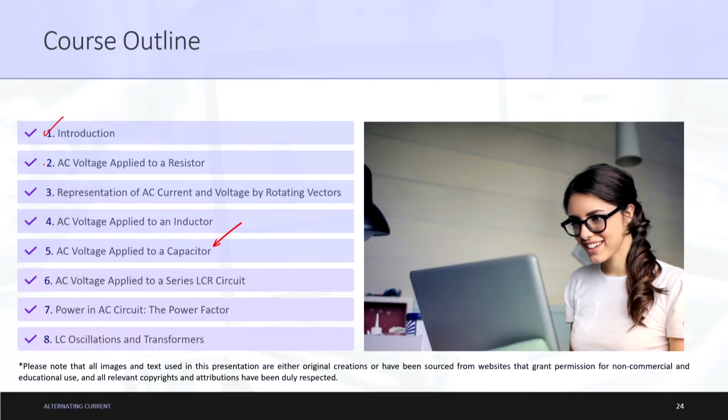Then in the next topic, AC voltage applied to a resistor, we understood what the value of the current is if an AC source is applied. Let us say V is equal to Vm sin omega t, then we got I is equal to Im sin omega t. All of this was explained in the AC voltage applied to a resistor.